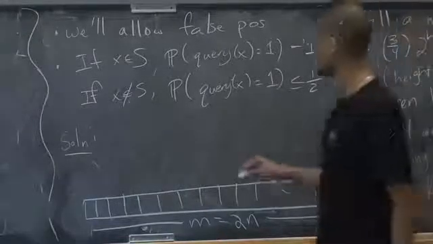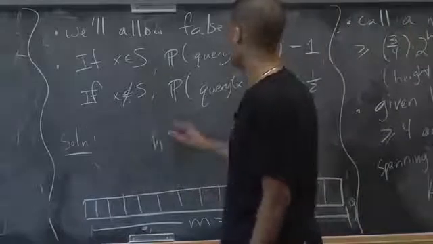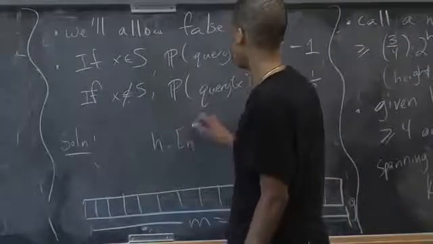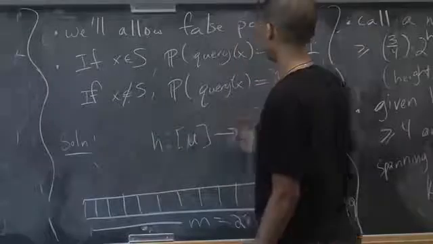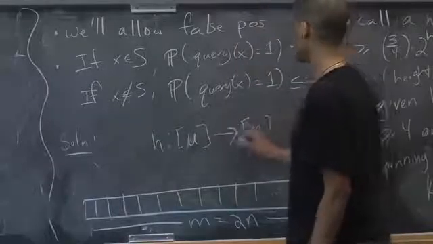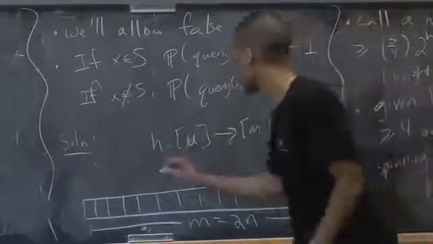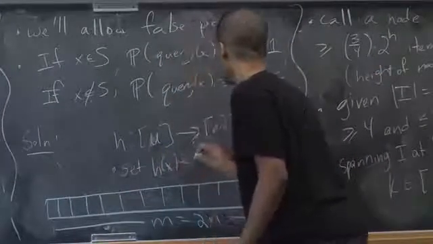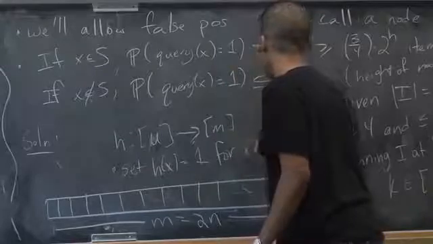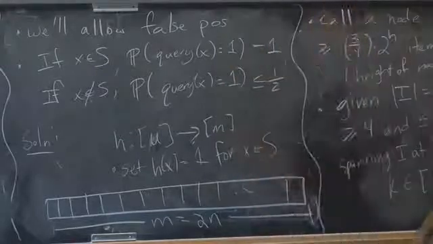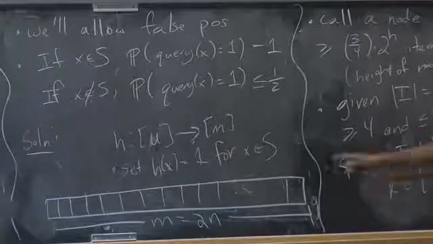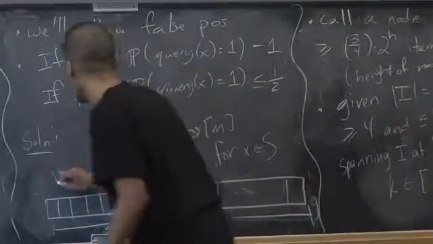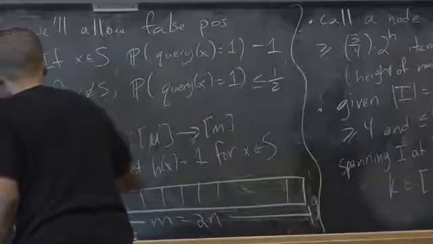What I'm going to do is pick an h that maps my items into this array. And when x comes, I'll set h of x to be 1 for x in S. I just hash it and put a 1 in that bit. This is a bit array. It's not an array of words, it's an array of bits.